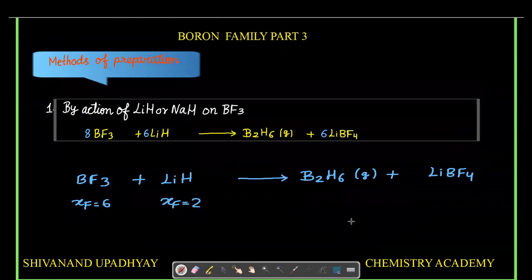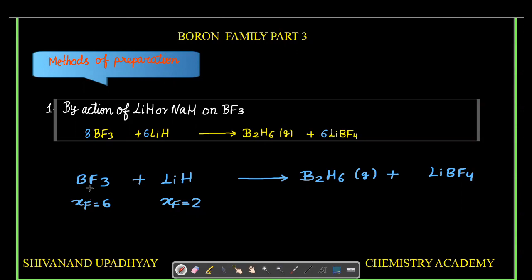Method of preparation of diborane. So the first method of preparation is by action of lithium hydride or sodium hydride on BF3. So first focus on balancing of this reaction. This reaction is given: BF3, LiH, B2H6 and LiBF4. It is a redox reaction. How to balance it? First we are focusing on that.